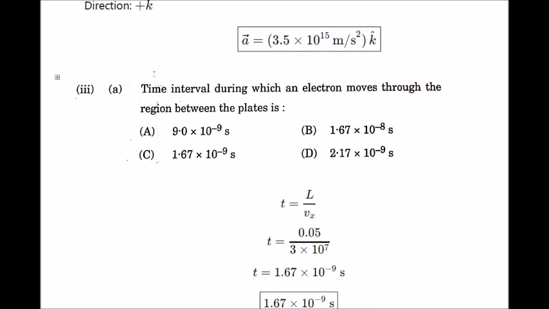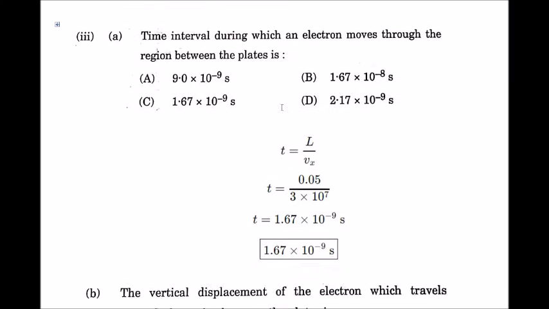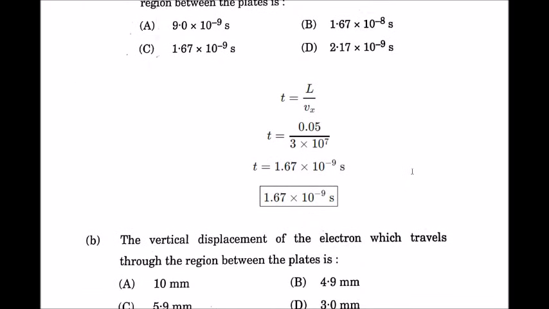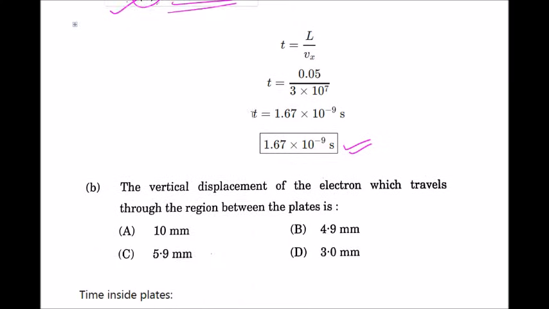And the third question: the time interval during which an electron moves through the region between the plates is t equals L by Vx. That's why we'll calculate. We'll get 1.67 into 10 to the power minus 9 seconds. That is option C. 1.67 into 10 to the power minus 9.